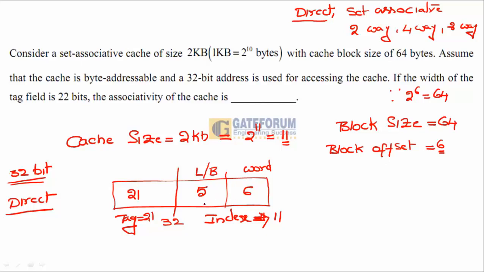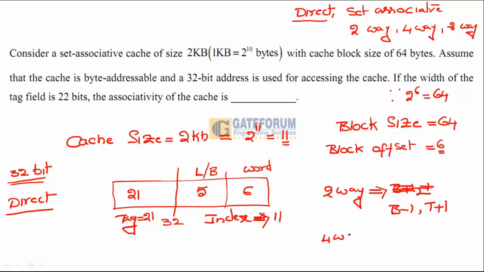Now, what is set associativity? Set associativity will start from two-way. In two-way set associativity, block field is equal to block field minus 1 and the tag field is equal to tag field plus 1. So we will subtract 1 from the block field and we will add 1 to the tag field. This is two-way set associativity.